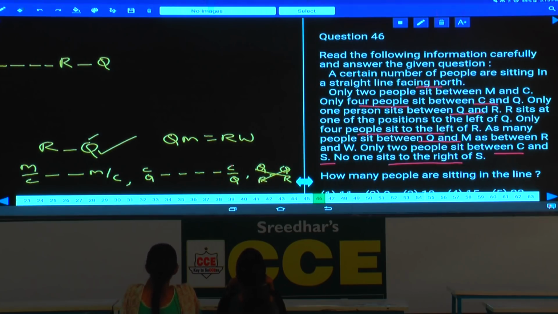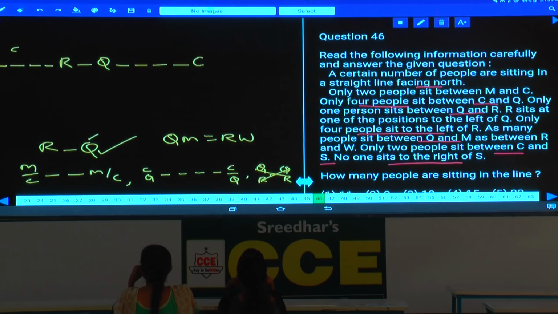What is the previous information here? Only two people between M and C, four people between C and Q. As four people between C and Q is given, how many possibilities can we have? 1, 2, 3, 4. C can be here, isn't it? Only four people between C and Q. That is one possibility. Then what is the other possibility here? 1, 2, 3, 4. Only four people between C and Q. This is the second possibility.